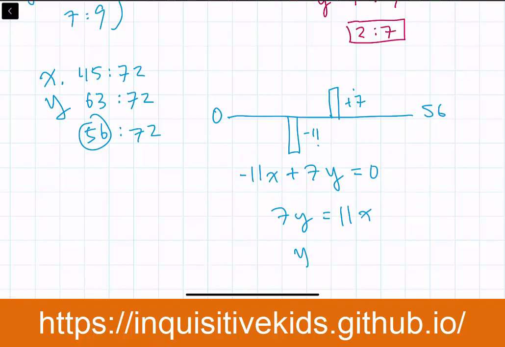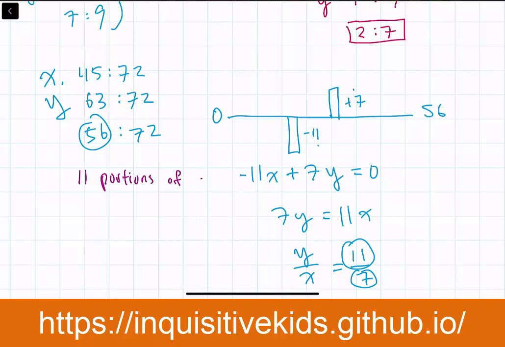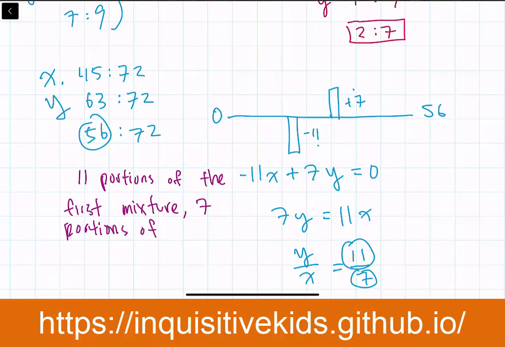And then we get y over x equals 11 over 7. So in this case, we know that there are 11 portions of y and 7 portions of x. So now we have to go and write our actual answer down. We have 11 portions of the first mixture and 7 portions of the second mixture. And so that is our answer.